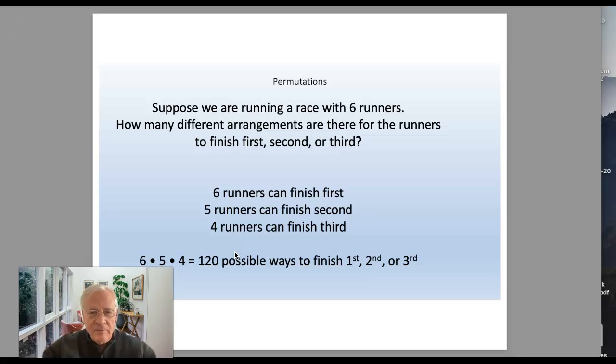However, suppose we're running a race with 6 runners. How many arrangements are there for those runners to finish first, second, or third? Again, we looked at this yesterday a little bit. 6 runners can finish first. And once we have that first place established, there's only 5 runners left that can finish second. And after those first 2 places are set, there are 4 runners that can finish third. All right, so 6 times 5 times 4. There's 120 possible ways for 6 runners in a race to finish first, second, or third.